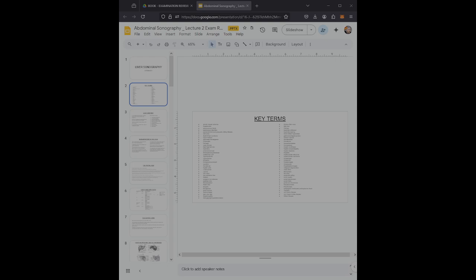A hydatid liver cyst is a liver cyst that develops from a tapeworm. And we also refer to hydatid liver cyst as echinococcal cysts because they originate from the parasite Echinococcus granulosus. In this case, an echinococcal cyst can also be referred to as a hydatid liver cyst. And this parasite, this tapeworm, lives in dog feces.